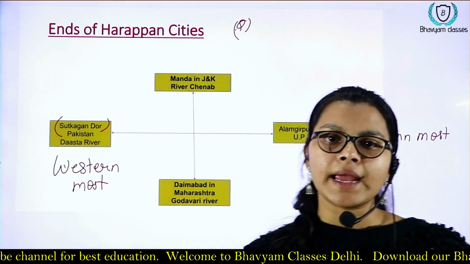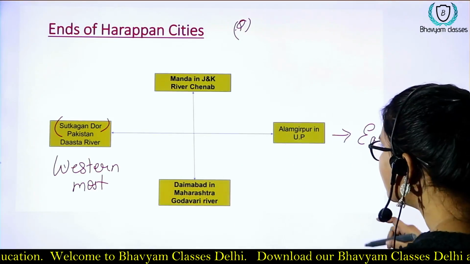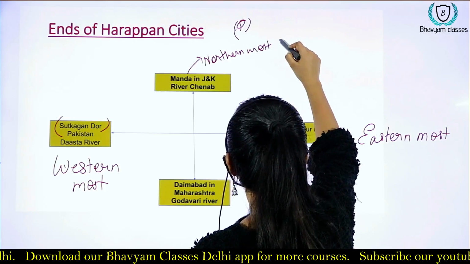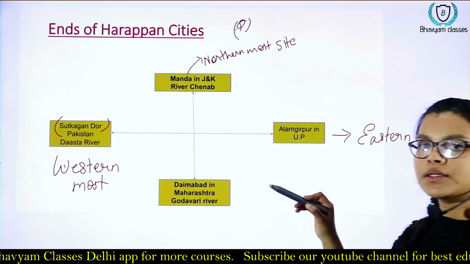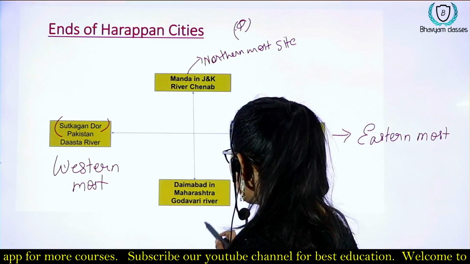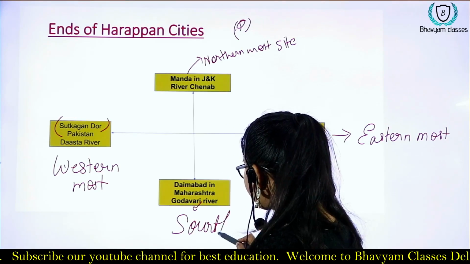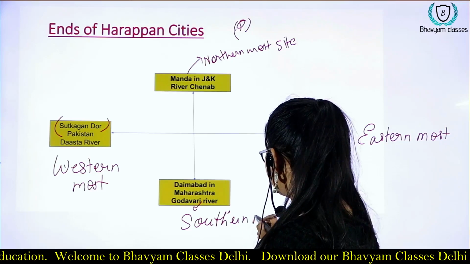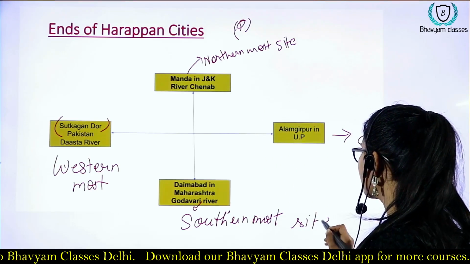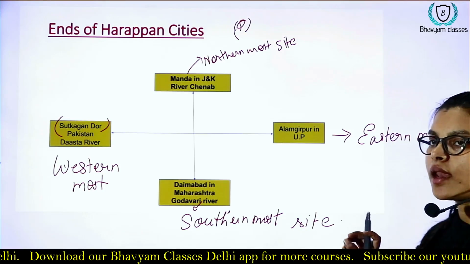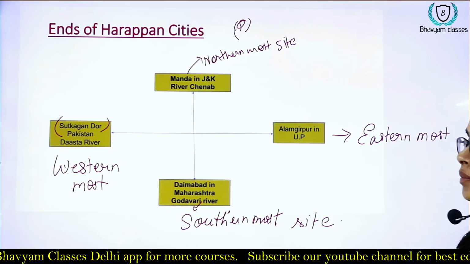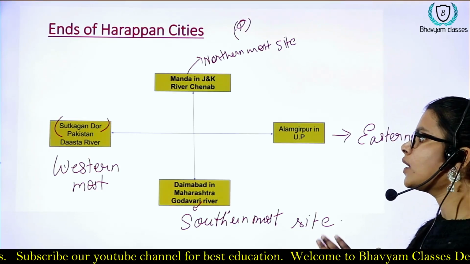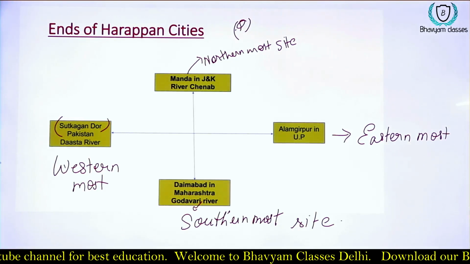Then comes your northernmost site, which is in Jammu Kashmir, that is Manda or Mand. And then last is your southernmost site, Daimabad, which is in Maharashtra. Fine. So one question is prepared, there are a lot of chances that you will get a question from this particular slide or this particular topic, like which is the southernmost, or which is the northernmost, which is the easternmost, and which is the westernmost. Fine. So it is very, very important.